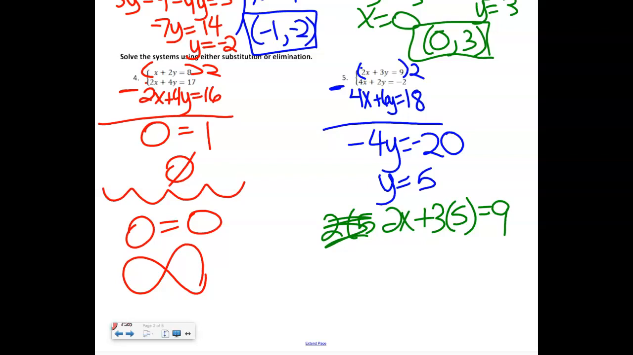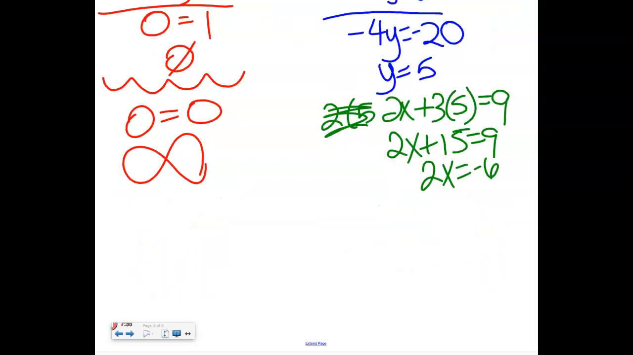I have 3 times 5, which is 15. I'm going to subtract. I have 2x equals negative 6. We're going to divide, and x is going to equal negative 3. Reminder, do not write your answer like that. Our answer is going to be negative 3 comma 5.